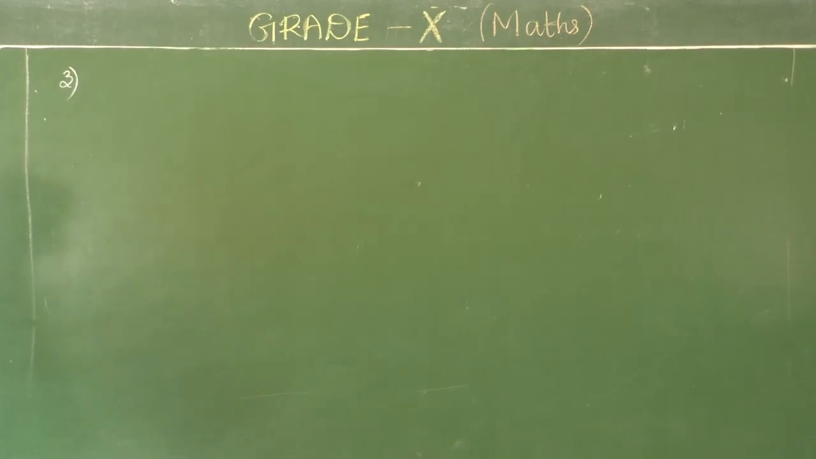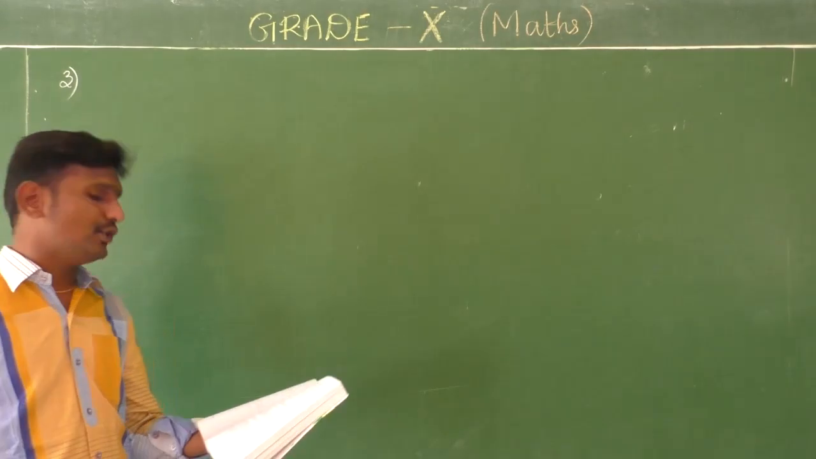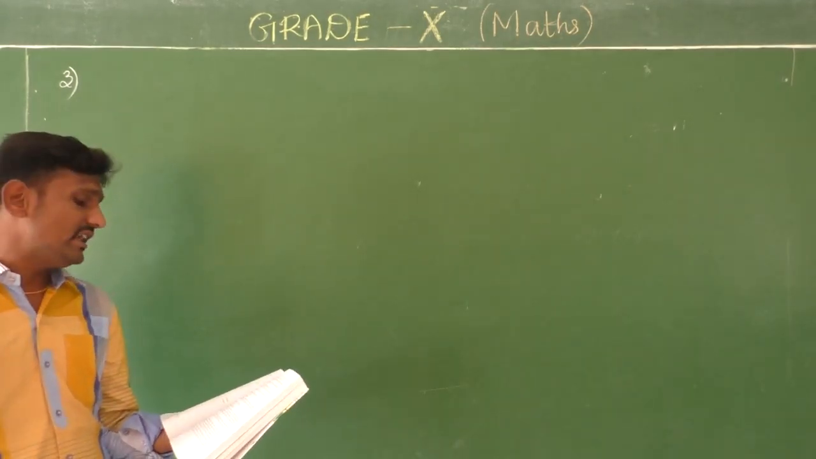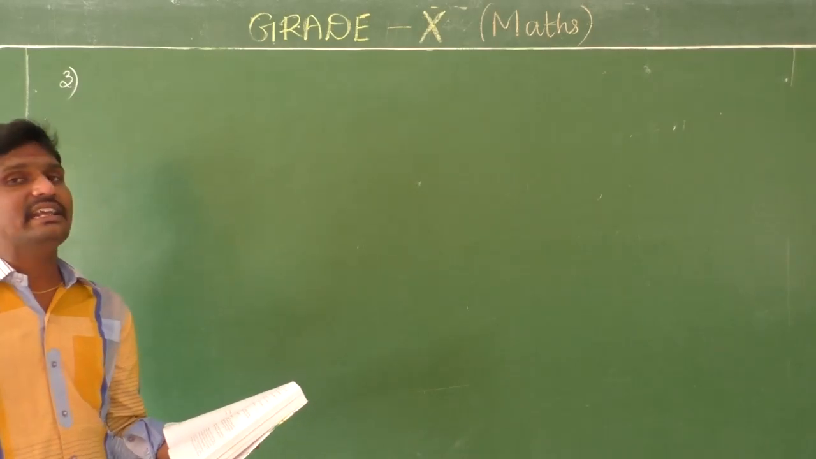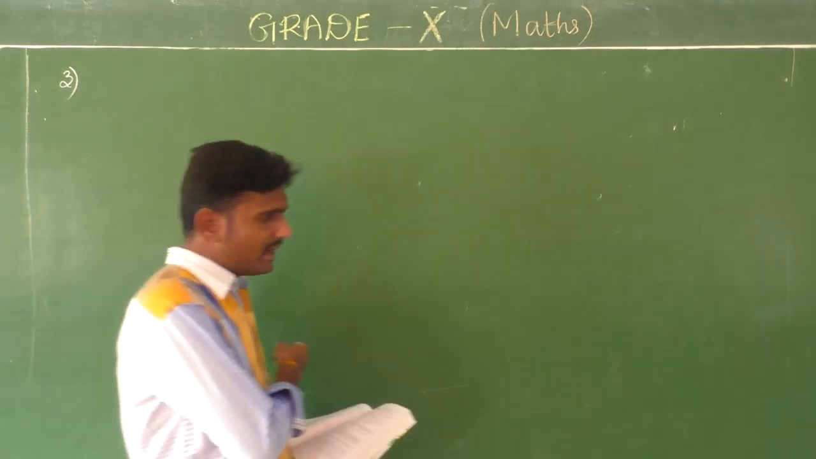The first question is very simple. See, the first term a equal to 5. The common difference d equal to 3. Then an is 50. Find n and s. So it is very simple. We have already completed that pattern of question.